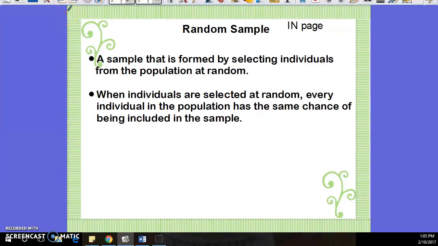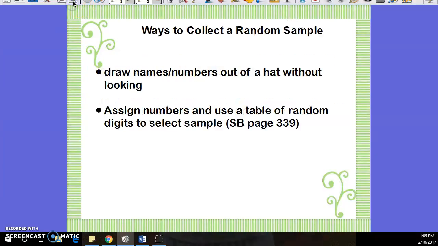A random sample, which means it is unbiased, is a sample that is formed by selecting individuals from a population at random. When individuals are selected at random, every individual in the population has the same chance of being included in the sample. So these are different ways to collect a random sample: draw names and numbers out of a hat without looking, or assign numbers and use a table of random digits to select the sample. An example of this is on Springboard, page 339.